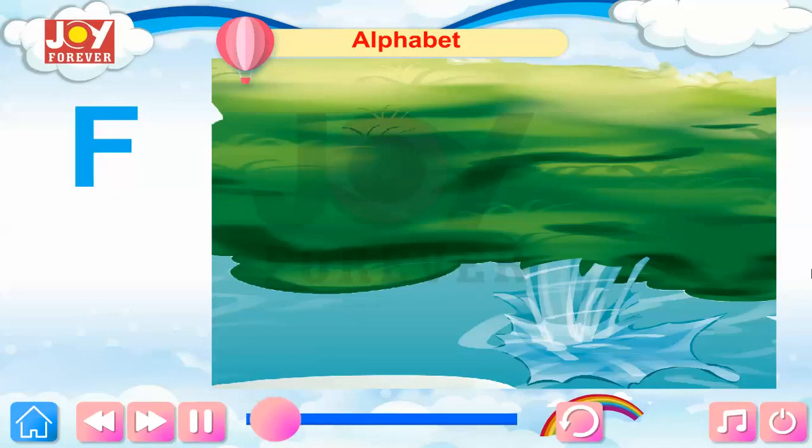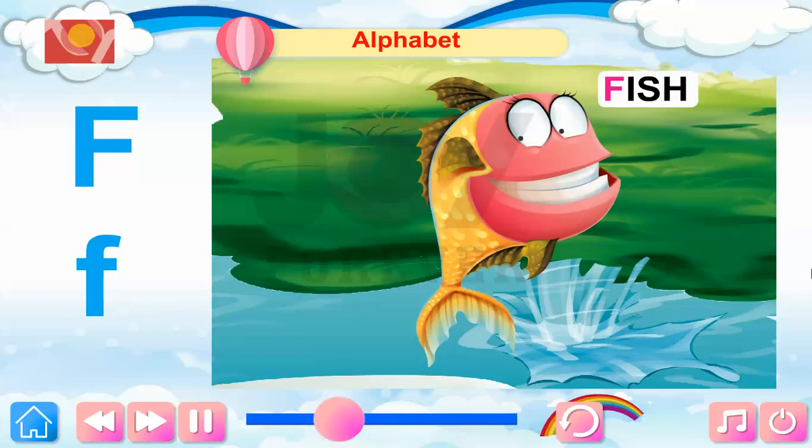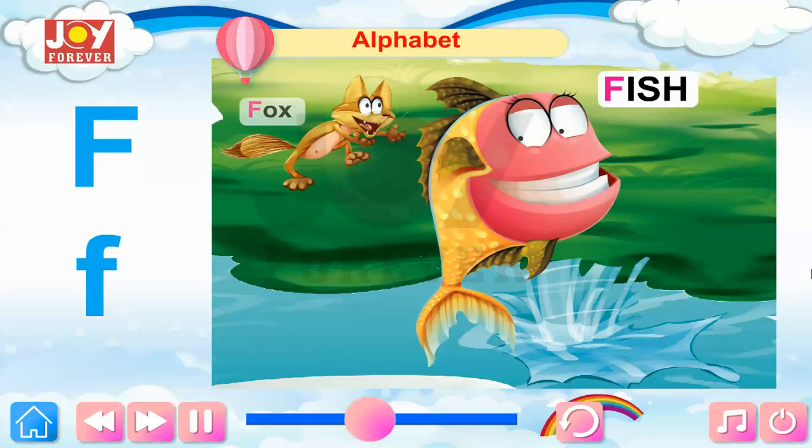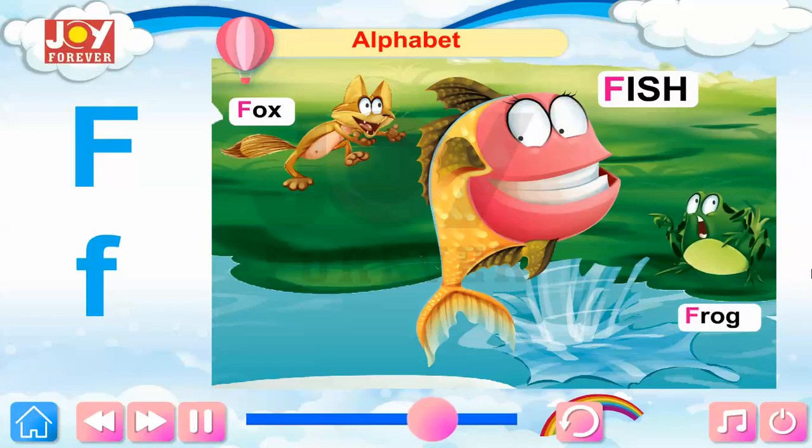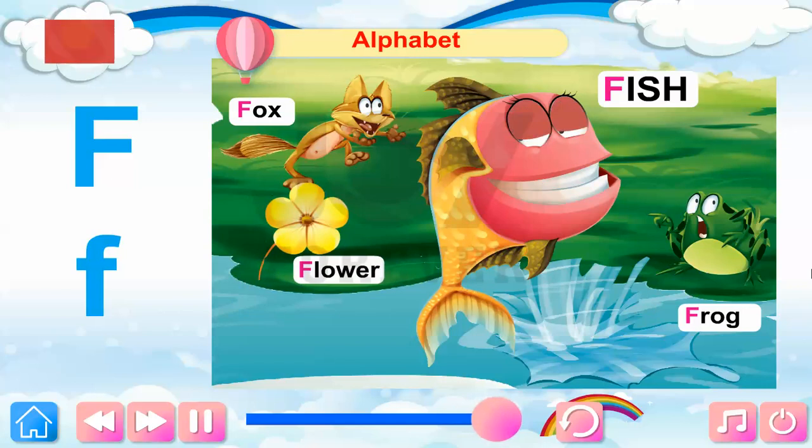Capital F, small f. F for fish. F for fox. F for frog. F for flower.